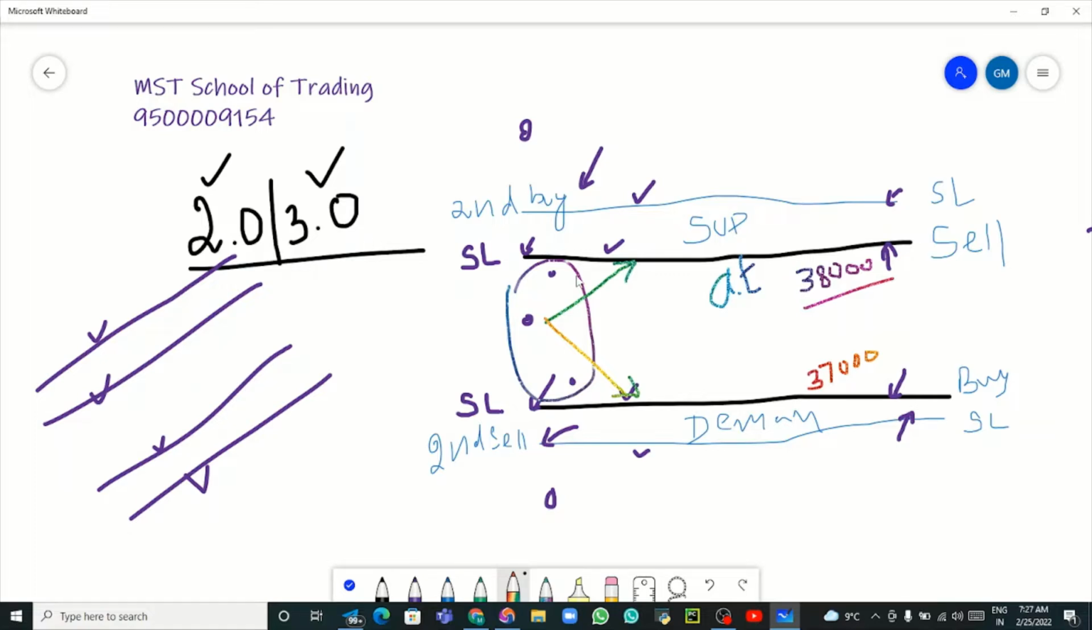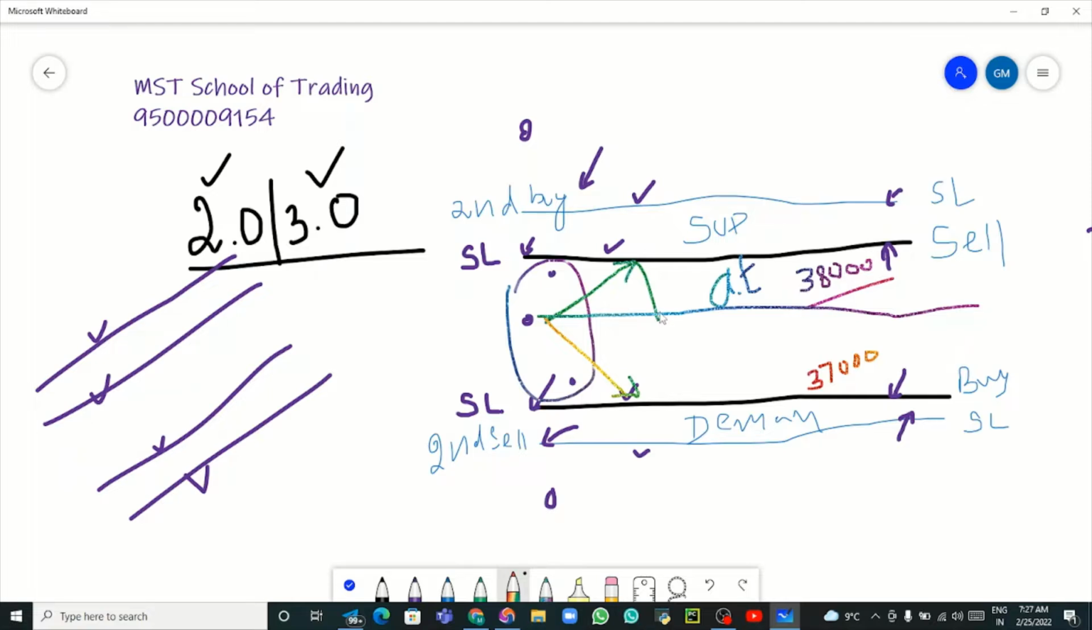Now consider this scenario. Suppose today sell has been activated and it has reversed perfectly and our target is met here. Your trading of the day is over. No more trading for you. Close the trading system and do some other work if you have.